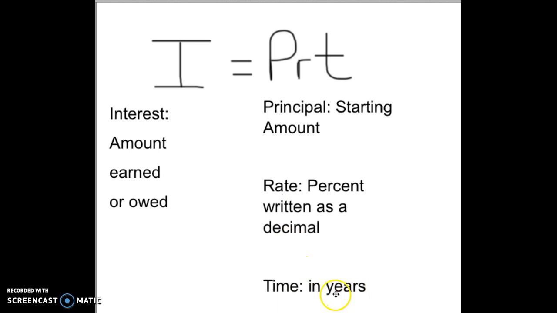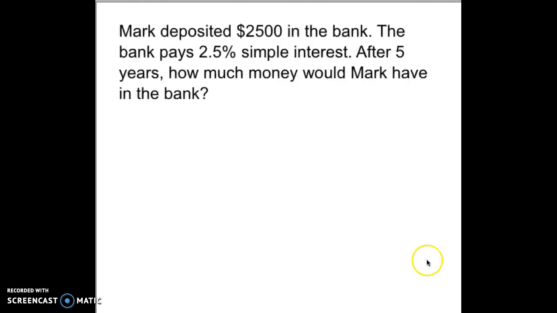And time is always in years. So if they give you information in months, I'm going to show you how to change that to years. All right, let's get started.